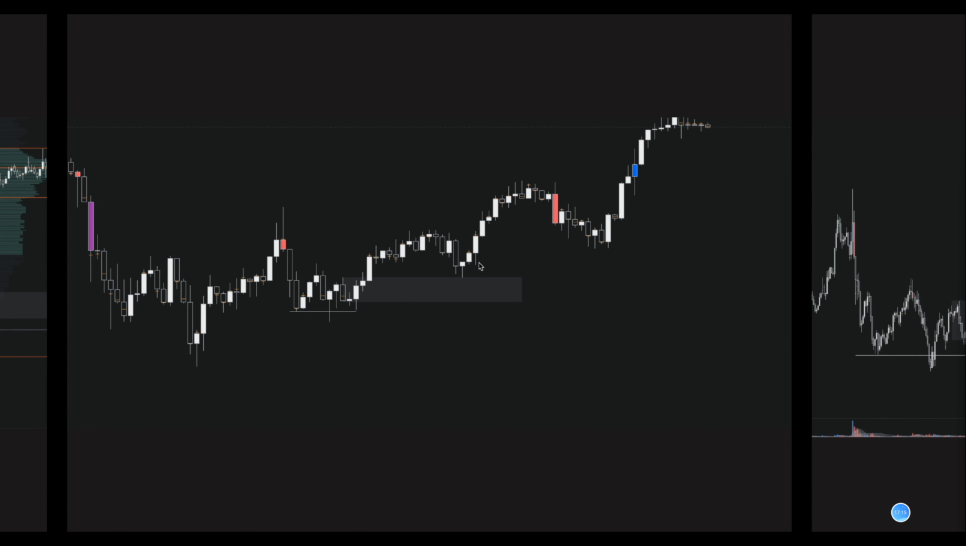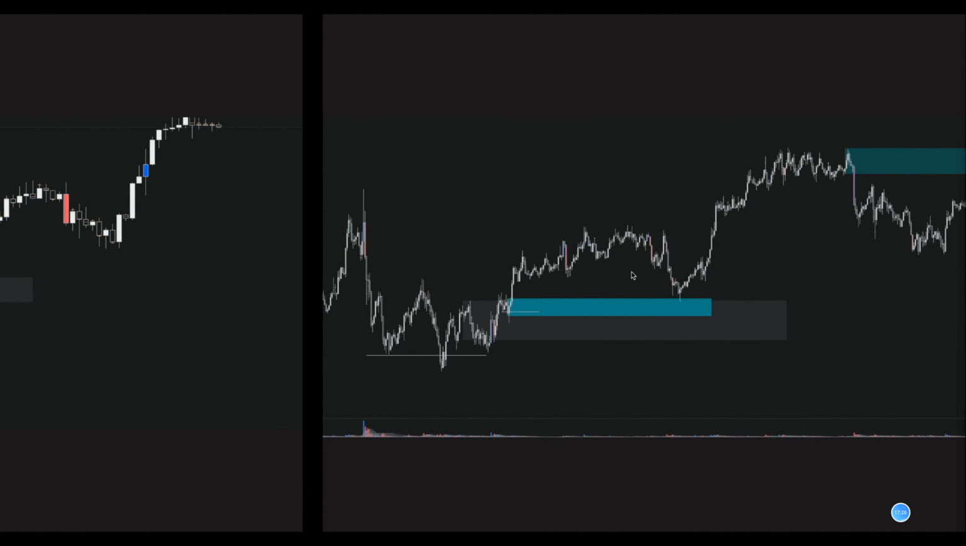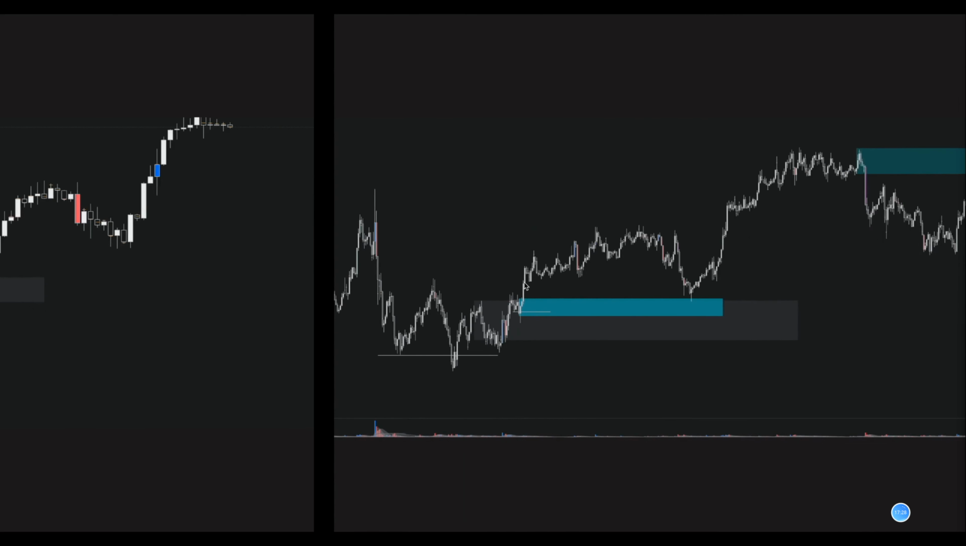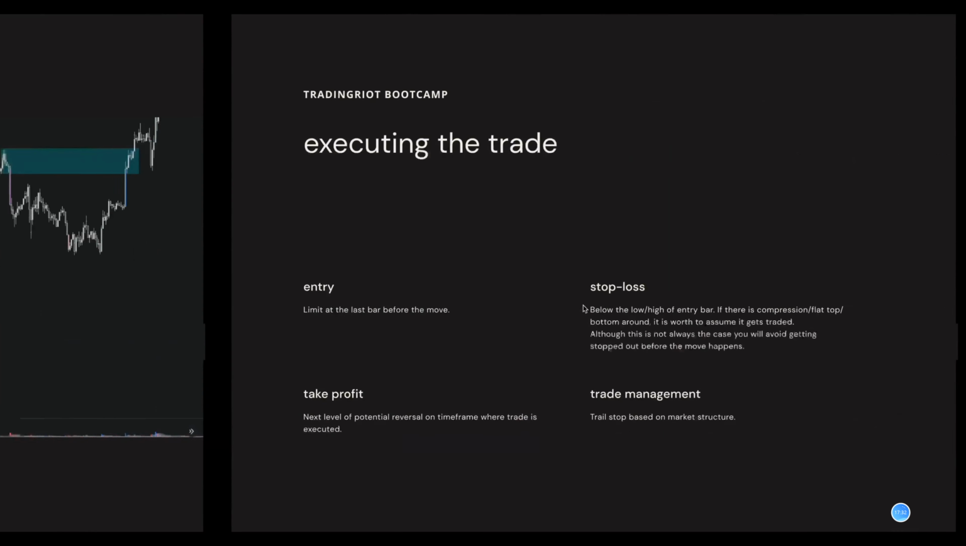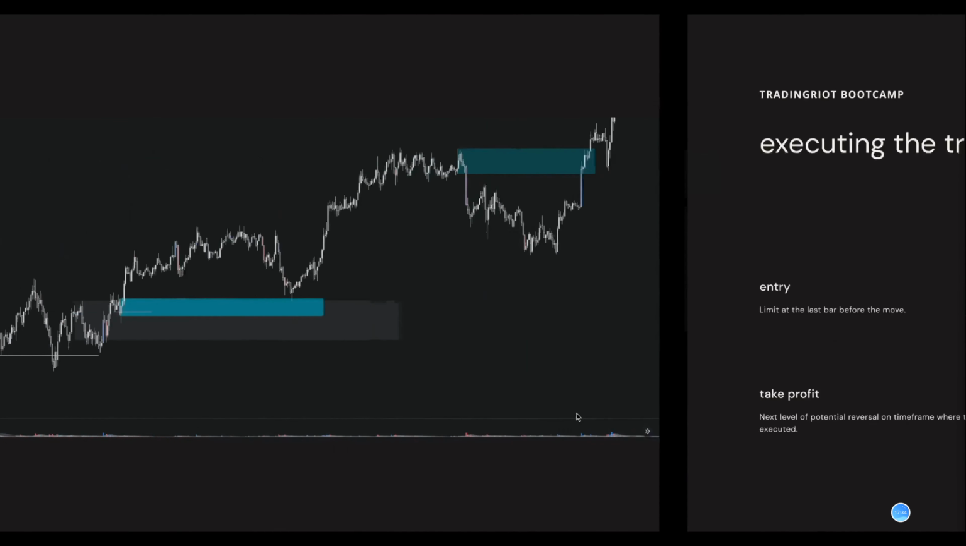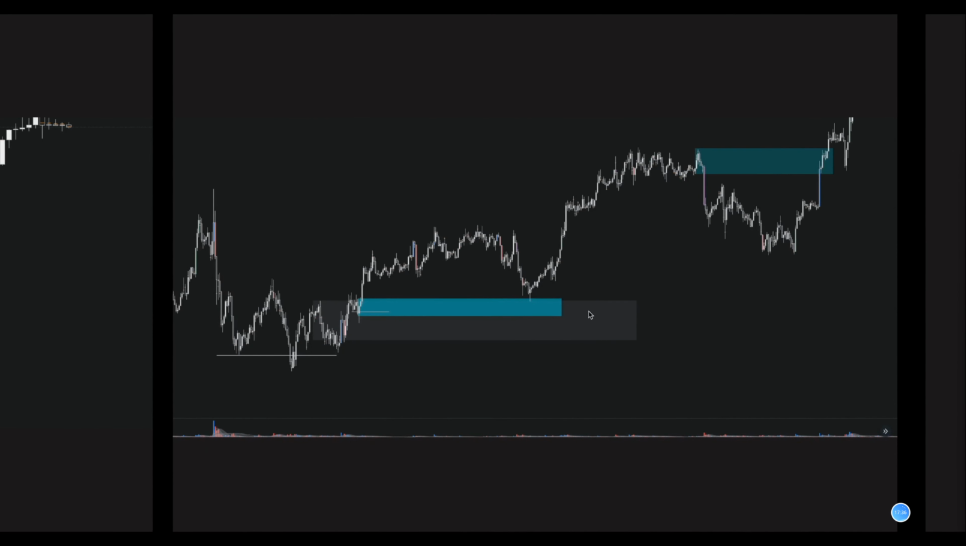So always know on what time frame you are executing your trade, where the structure is coming from, and then pick a target on that time frame as well, and you will be trailing stop losses based on the market structure. So for this example, you are getting long here.